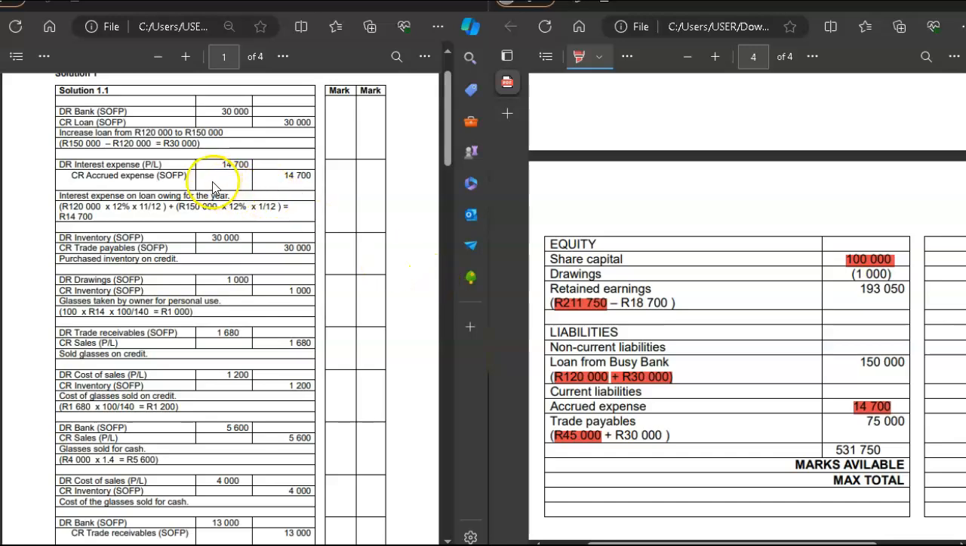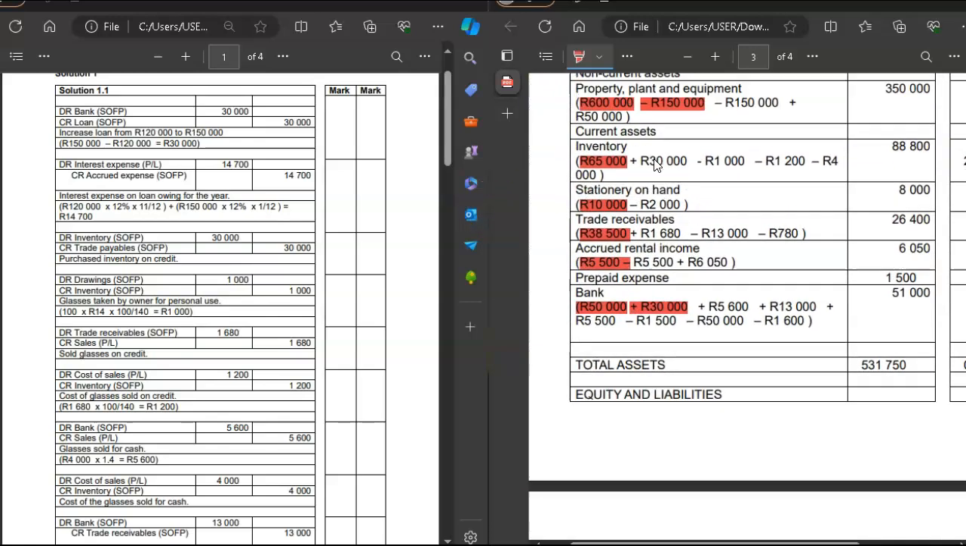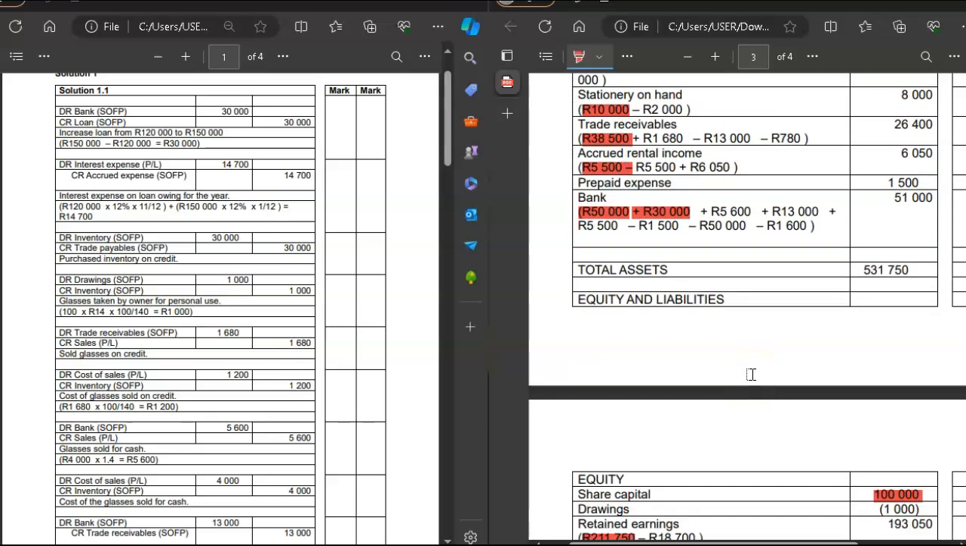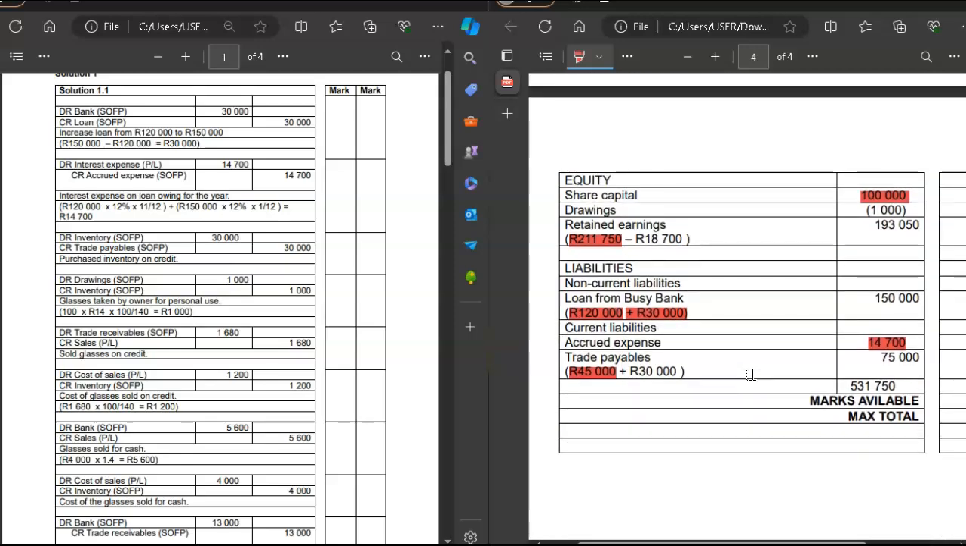The next one, debit inventory. Inventory is increasing by how much? 30,000. So you go to the inventory, which is under your current assets, and you increase it by 30,000. The next one, credit trade payables. Trade payables is a current liability. You're increasing a current liability by crediting it. That's why you say plus 30,000. So right now you can even put the total because you know you're done.